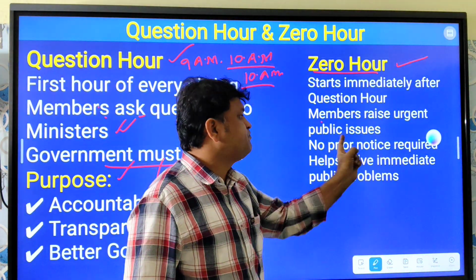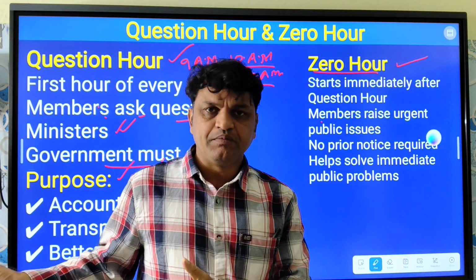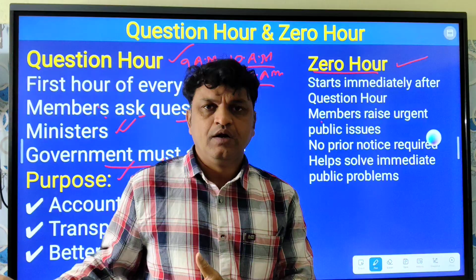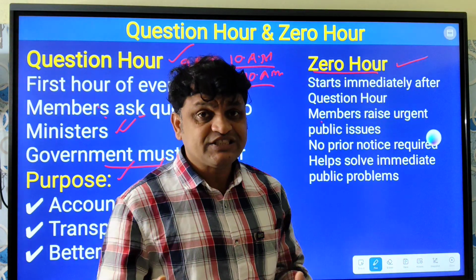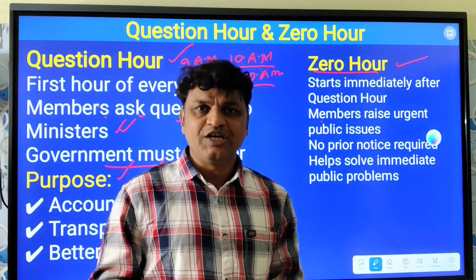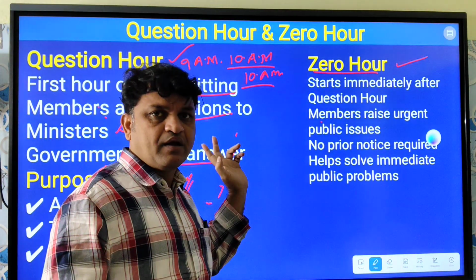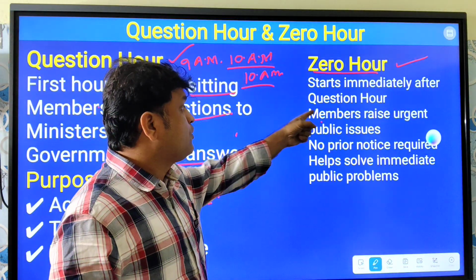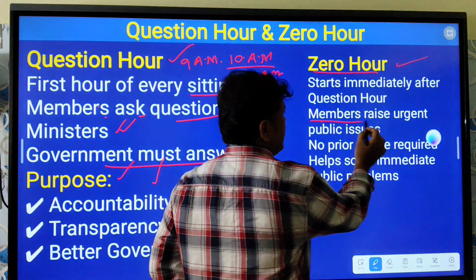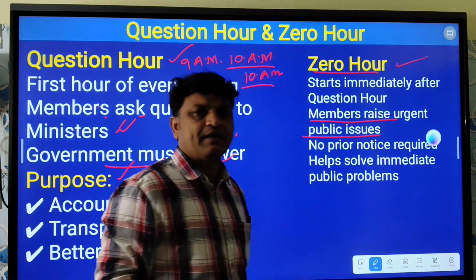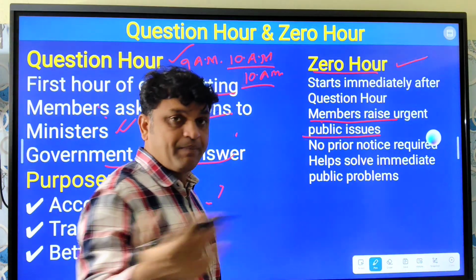Members raise urgent public issues. For example, now in Assam a flood is going on. Nearly many people died due to floods in Assam because of heavy rainfall. In such a situation, that is an urgent public issue, an urgent matter. Any member of Parliament can raise it in Parliament. Let us say a student protest or a paper leak is also one of the urgent matters.